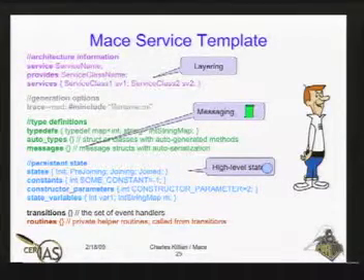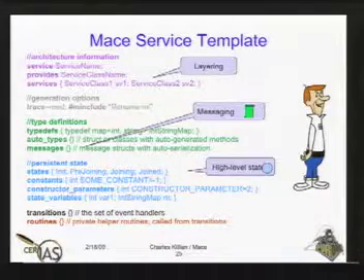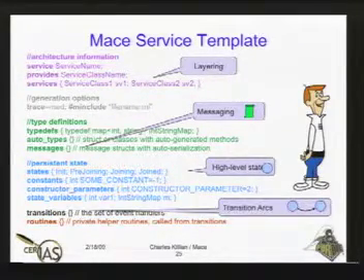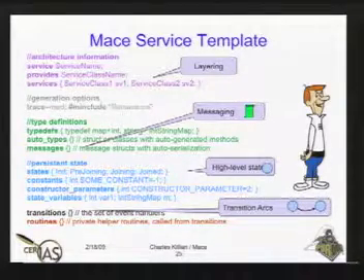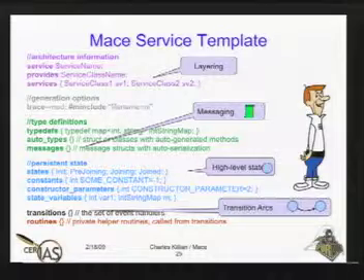Next comes the persistent state that you store. This includes a set of constants, a set of the high-level states that we talked about, a set of constructor parameters, and any other variables that you maintain from one event to the next event. And then finally is the execution portion of your service. This is the transition arcs, how you get from one state to another state. So by filling out this template, you can implement a service using Mace.